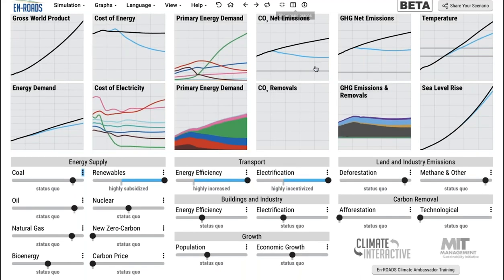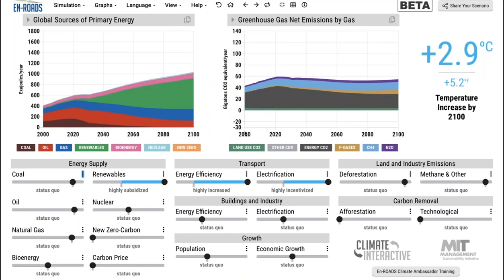I'll switch the graph here. Let's look at this graph here, which is showing greenhouse gas net emissions by gas. So in dark gray here, this is our energy carbon dioxide emissions. At the bottom is the CO2 emissions, the carbon dioxide emissions from land use and land use change. That's the deforestation that some of you all brought up. Then above that, in this thin yellow gold line here, is the F gases.